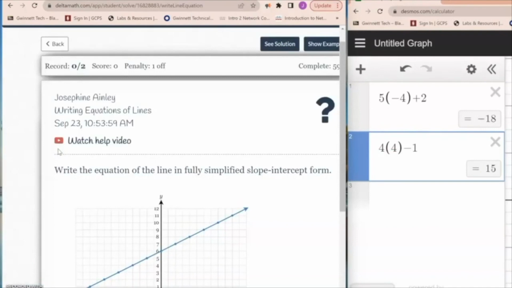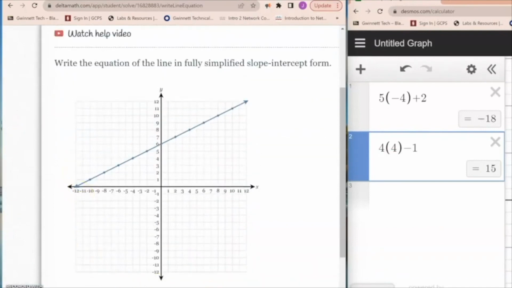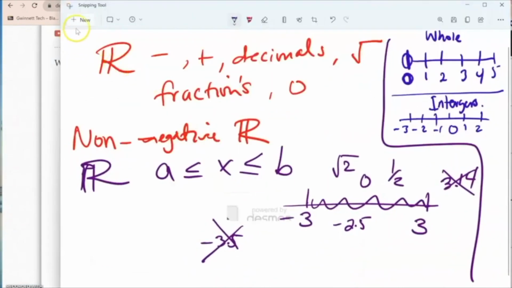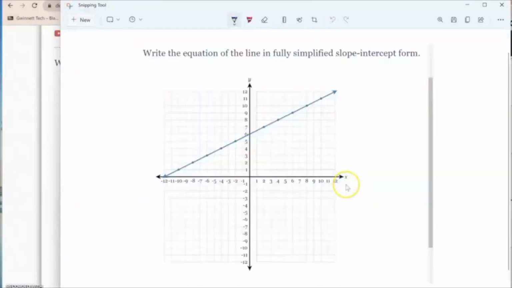Writing equations of lines. Okay, so writing equations of lines. All you need to know for writing equations of lines is what a linear function looks like. And this is on your formula sheet in case you forget, but you do need to know what it means though. So to write an equation, it must look like y equals mx plus b. It has to look like this, where b is what?